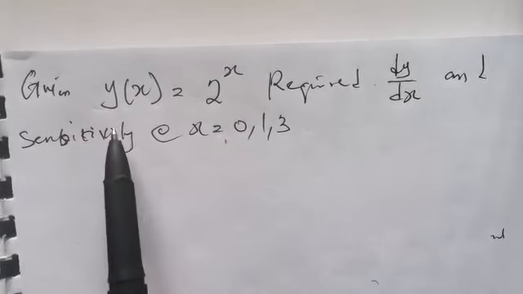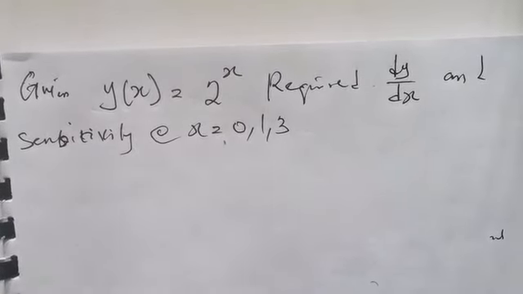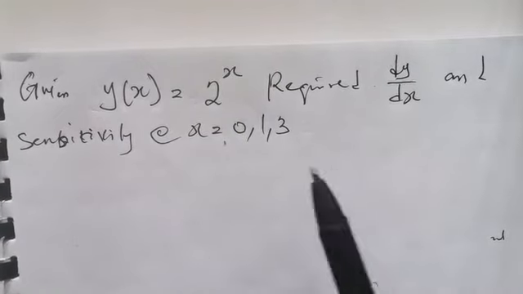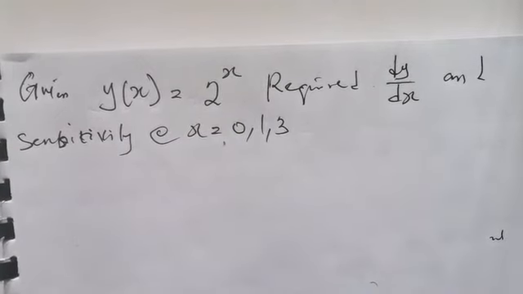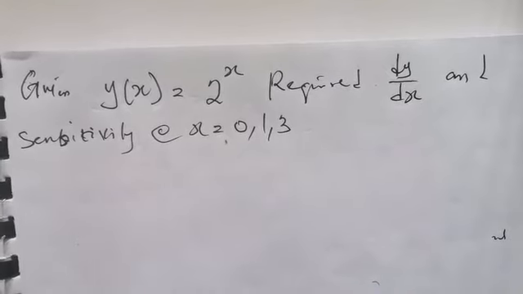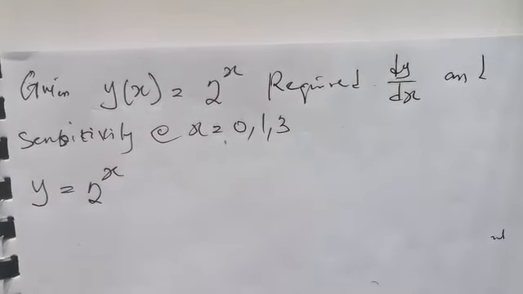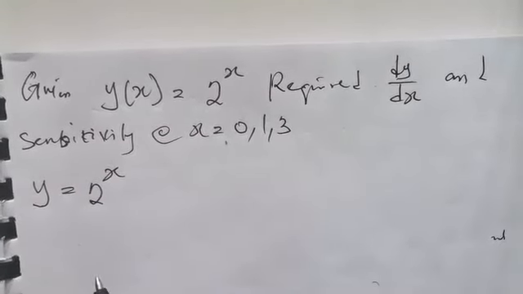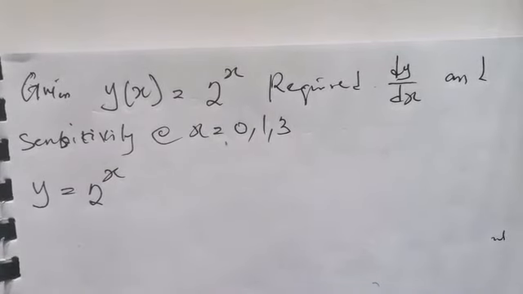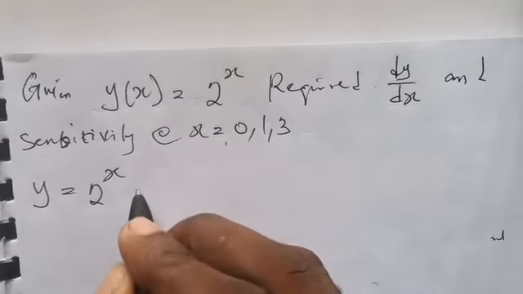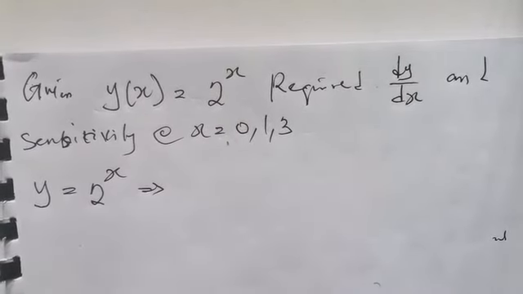In the A part, we are given y of x to be equal to 2 to the power of x, and first of all we are asked to find dy/dx and also to calculate the sensitivity value for x equals 0, 1, and 3. From y equals 2 to the power of x, we need to first differentiate y with respect to x. Now, since I am having a constant raised to a variable, what I will do first is to take the natural logarithm of both sides.